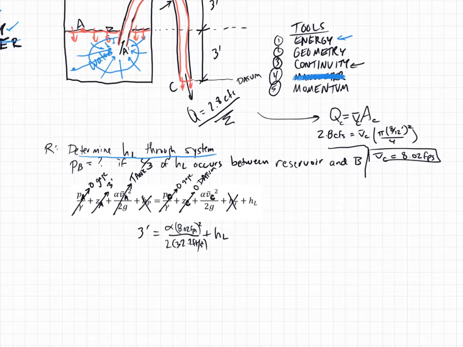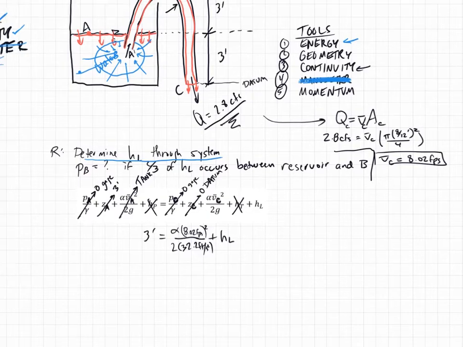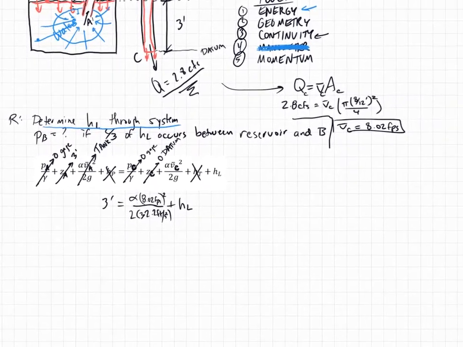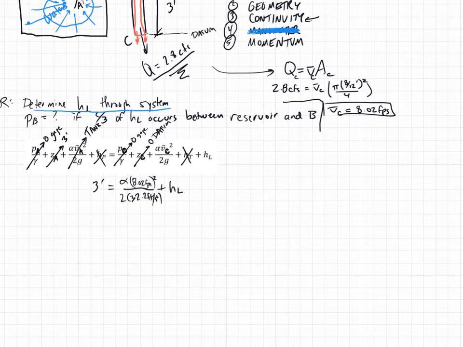Now you're kind of saying to yourself, well, what are we going to do about this alpha? What I recommend is if you're low on time, you just assume it's 1 and you move on. If you have time, go ahead and check it. Basically, we're going to check to see if this flow is turbulent, and to do that we're going to check the Reynolds number.